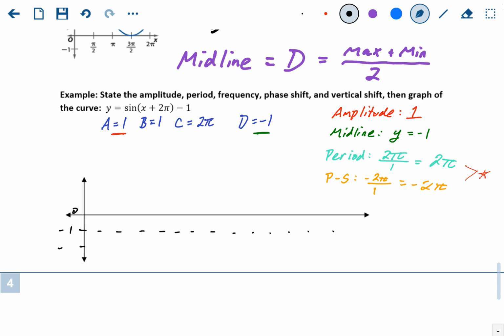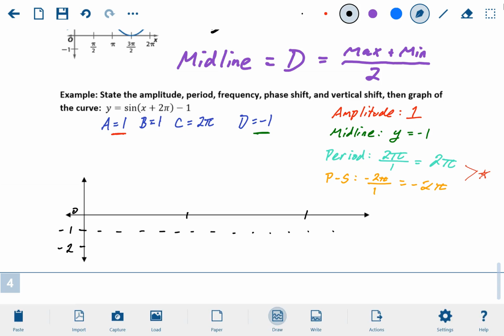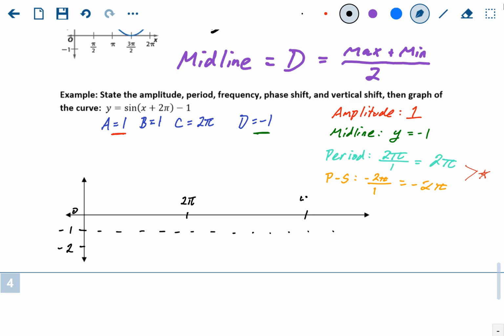All right, so we draw a dotted line on the midline. Our midline's -1. So now for our amplitude, when we go up 1 and down 1, we're going to go up to 0 and down to -2. We're going to do 2 periods, so we're going to need 2 pi and then 4 pi. And then again, just a rough sketch. We know sine goes up and then back to the midline, down to the min, back to the midline, and repeat. And sketch your graph. Okay, that's 2 full periods.